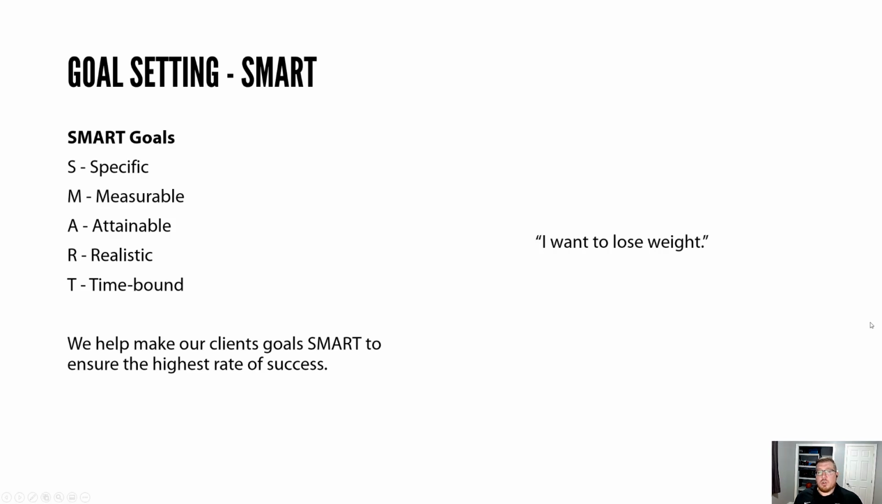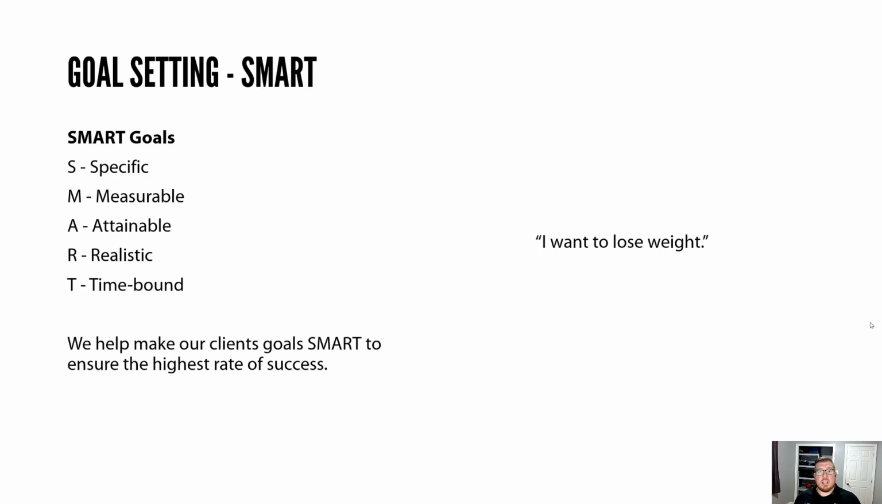So whether you use short-term or long-term goals or process goals and outcome goals, we have to make our goals SMART. And I'm sure you've all heard this before, but SMART goals, it's an acronym. SMART stands for specific, measurable, attainable, realistic, and time-bound or timely. So we want to make our clients' goals SMART to ensure the highest rate of success.